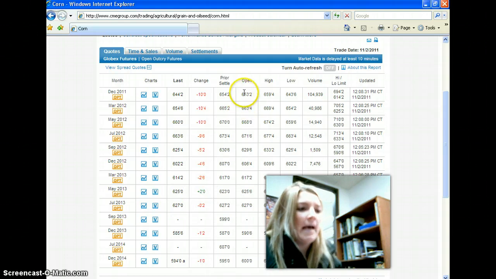Throughout the day, they have what the open trade was for that day, and then they're going to have what the high trade was for that day, and then the low. The open is going to be from what it settled at the day before, and then the volume is how much is actually being traded.